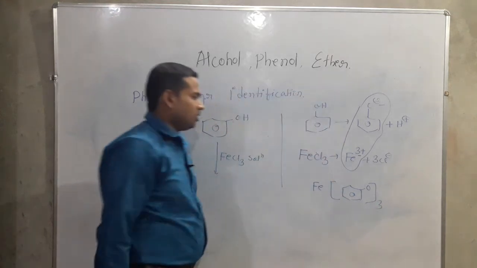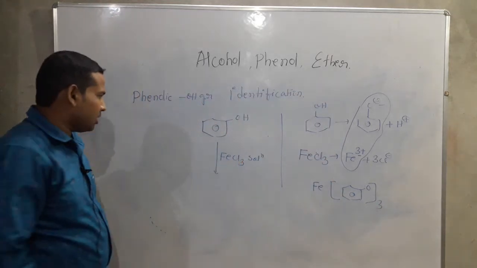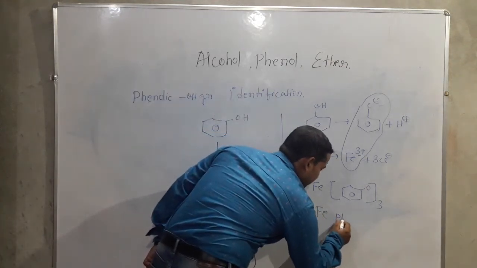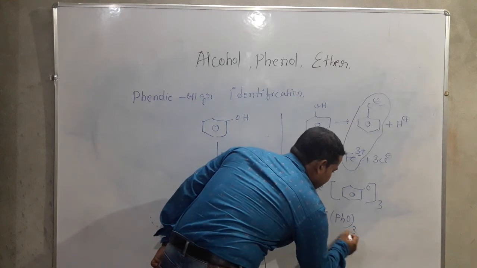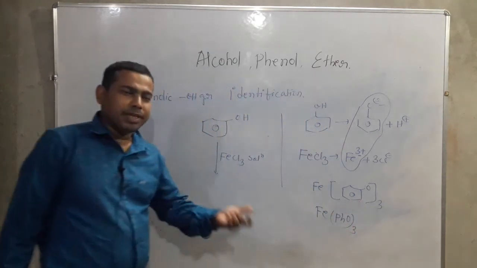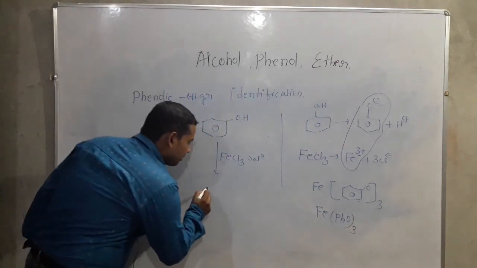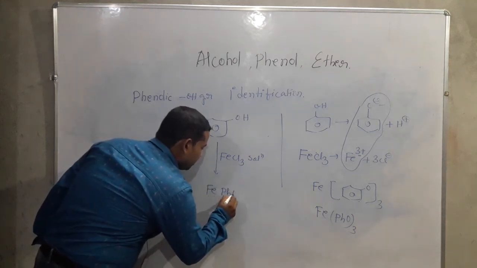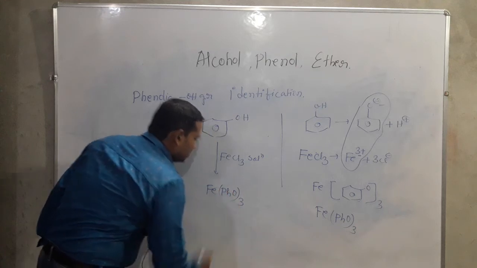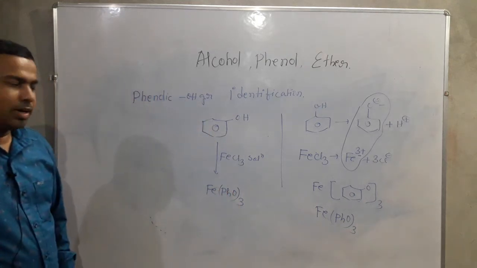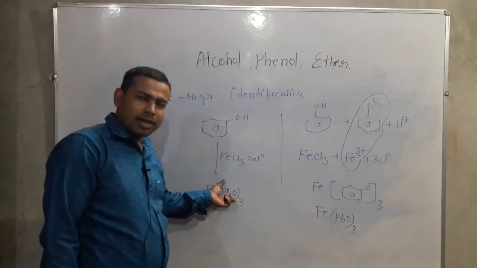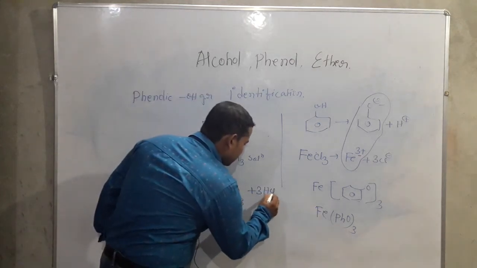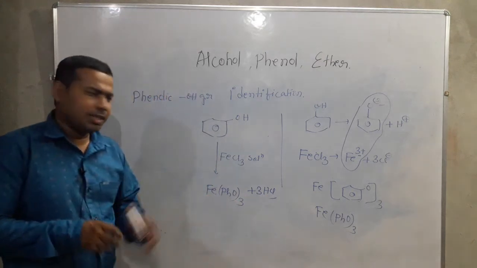So you can write it this way, Fe(OPh)3, because this benzene ring is also referred to by Ph. So you will write it this way, Fe(OPh)3. This is violet color. What? This one shows violet color. Clear people? Plus 3 HCl. So this is important for your board entrance and practical exam also.